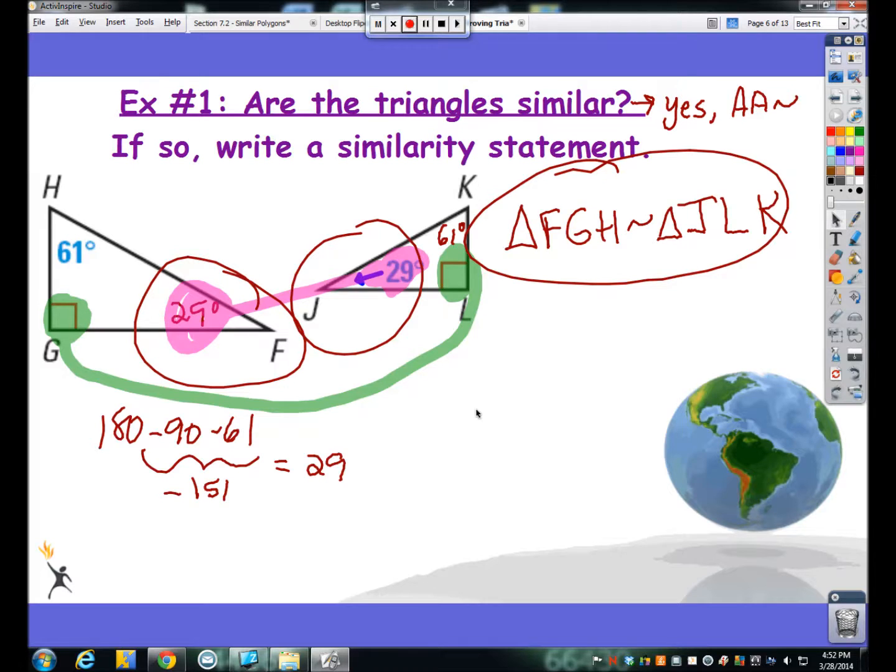Now, if you can only show that one set of angles match, then those triangles aren't similar by angle-angle. So you have to have the two sets of matching angles to say angle-angle. By default, the third angles will match up. Who cares what they are?